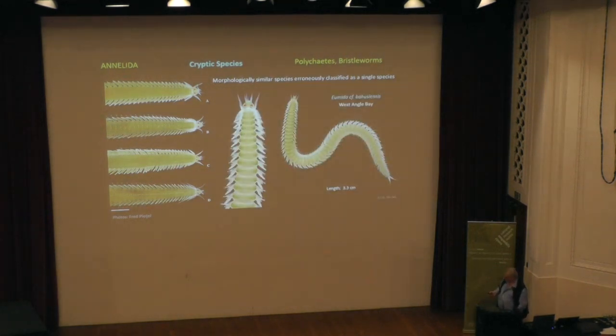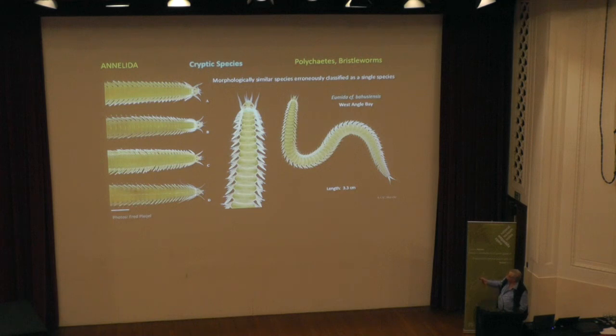This is one I collected in West Angle Bay. It actually morphologically looks similar to Humida bahusiensis, but Arne has done the DNA for it, and he says it's closer to the Humida sanguinea group. So there's a lot of complications happening.